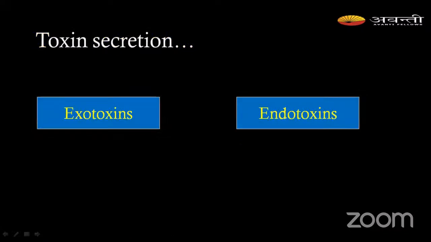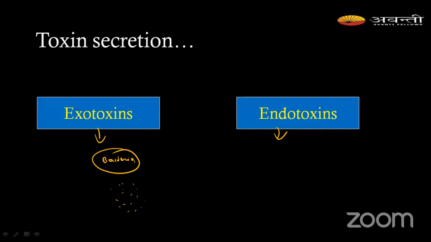So see here, there are two types of toxin secretion. One we will call the exotoxin, and another one is called the endotoxin. For example, if you take bacteria, when it enters into the body, it starts releasing chemicals, right? If the bacteria start releasing chemicals, we call it the exotoxin. It is released from outside the body, right?